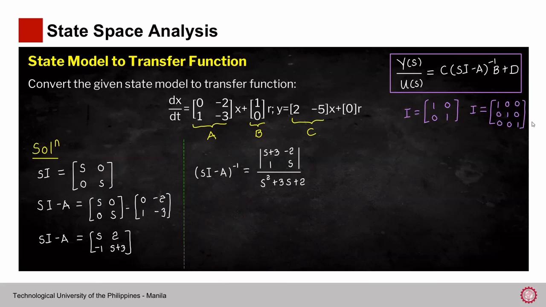This is the inverse of SI minus A already. Now guys, the next operation is to multiply it by B. So we have SI minus A inverse multiplied by matrix B.